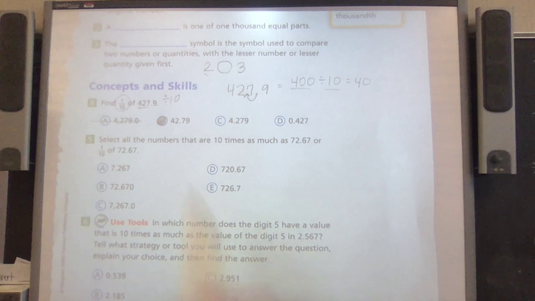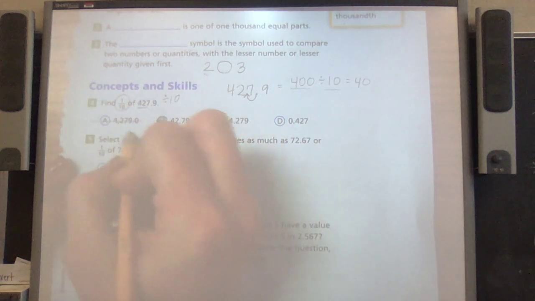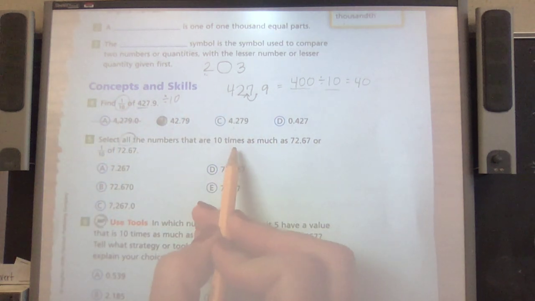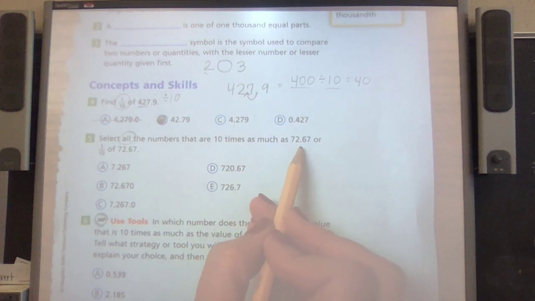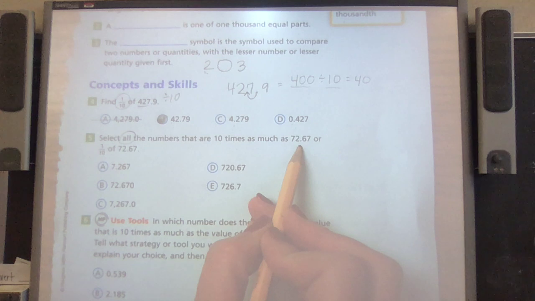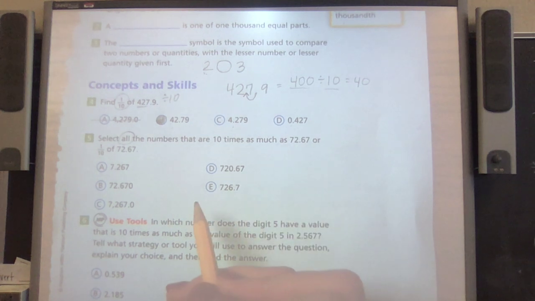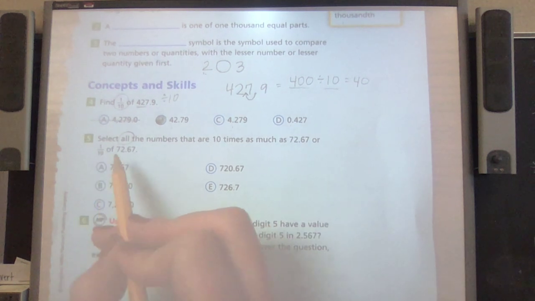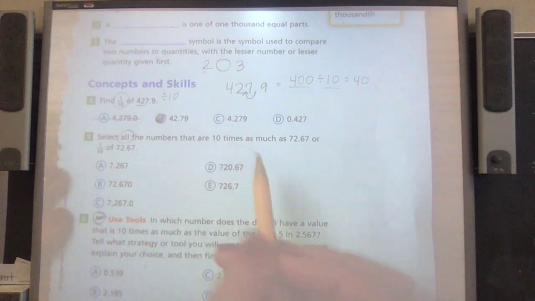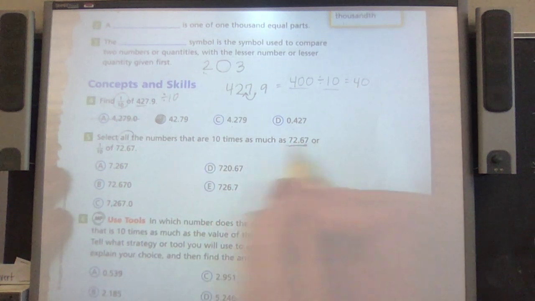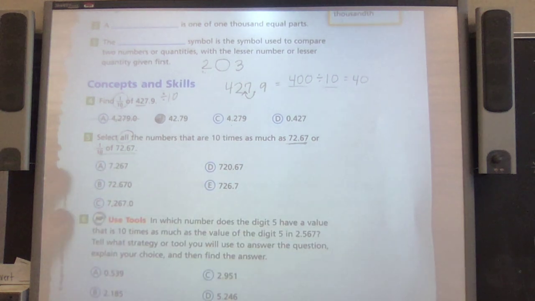Okay, I want you to do number 5. It says select all the numbers that are 10 times as much as 72 and 67 hundredths, or a tenth of 72 and 67 hundredths. So you're doing any of them that are 10 times that or 10 times less than that.